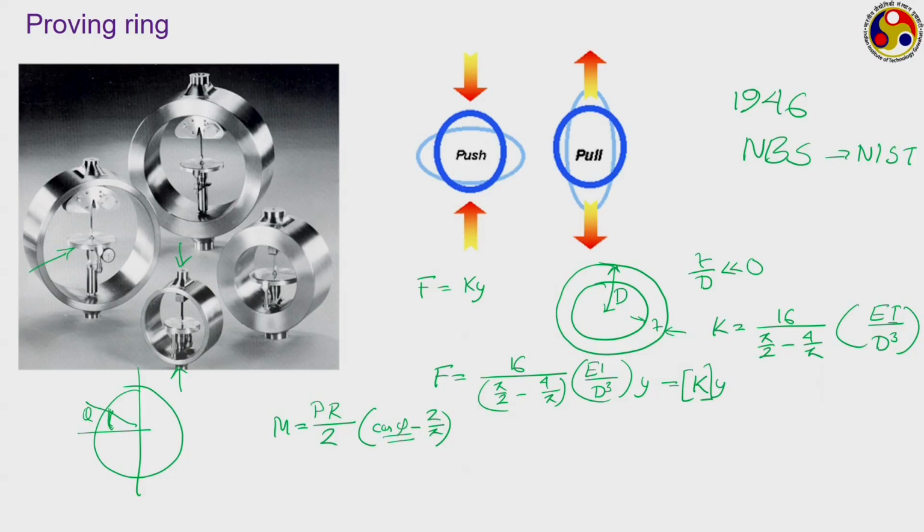So, the proving ring is another quite common type of elastic transducer used for measurement of large forces. Let us move to the next one, the piezoelectric load cell. Okay. While the mechanical weighing systems, proving rings etc.